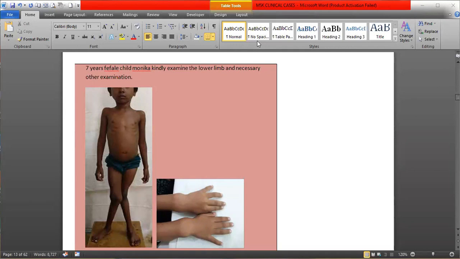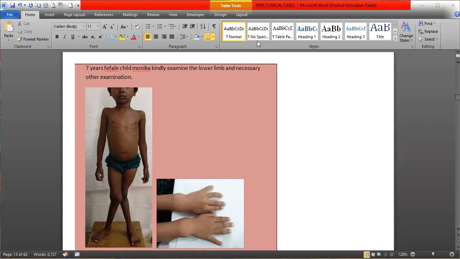Then I'm looking at the hands, and I ask her to show me her hands like this, and I'm looking for any pallor, any obvious clubbing, any cyanosis or not. Then I'm checking this joint. Is there any tenderness present or not? Okay, joint tenderness is not there.